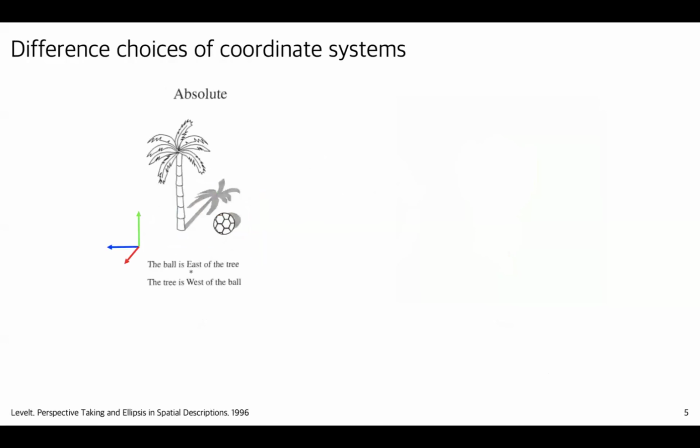Before we start diving into the generative models, let's take a look at the different choices of coordinate systems that may be used. Here is a figure that I took from a famous psycholinguistic work, which describes the normal coordinate systems that we would use in our daily life. For example, we could use an absolute coordinate system, which is defined on the Earth and is the same for everyone. With this absolute coordinate system, we may describe that the ball is east of the tree, and the tree is west of the ball, right?